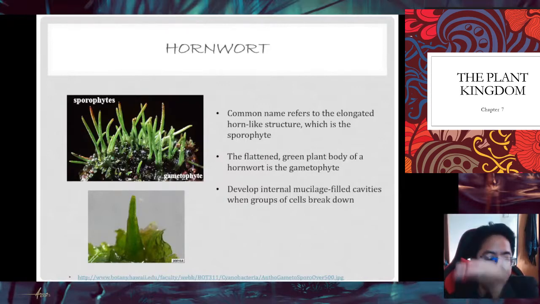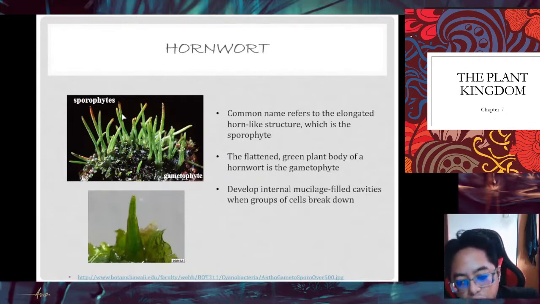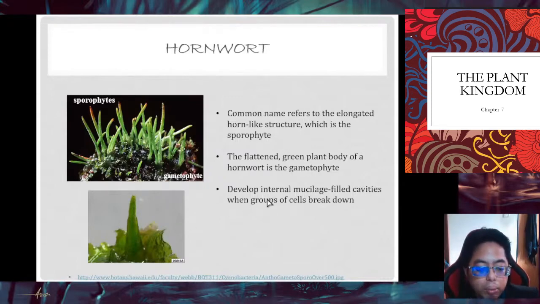So for liverwort, the base is the sporophyte and the plant-like things are gametophyte. But hornwort is different. The base of hornwort is the gametophyte. The structure on top of it is the sporophyte. Okay, so yeah, they would form these long things called the horns. Within them, they also have these internal mucilage-filled cavities formed when cells break down. So within it, there's a lot of very moist mucus that is created.